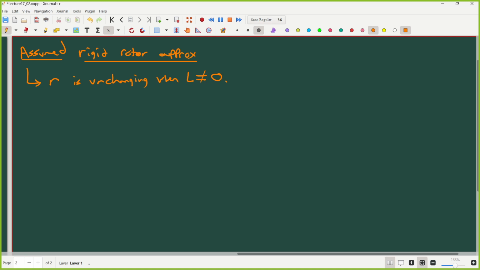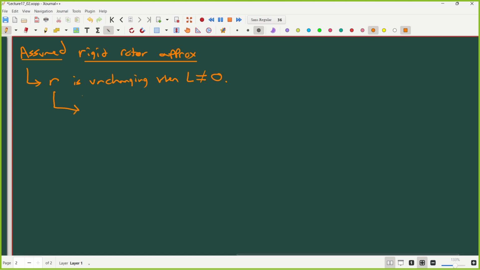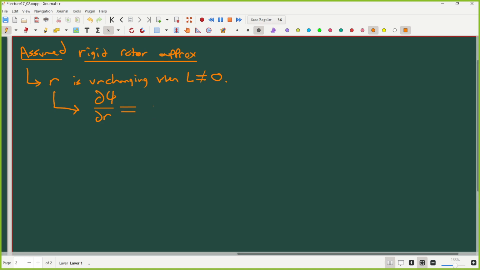So this means R is unchanging, which means, of course, that the derivative of the wave function with respect to R is equal to 0. Okay, so that means that any derivative of the wave function or of your system with respect to the radius is unchanging because the radius is unchanging. The bond length, or the distance between the proton and the electron, is unchanging.